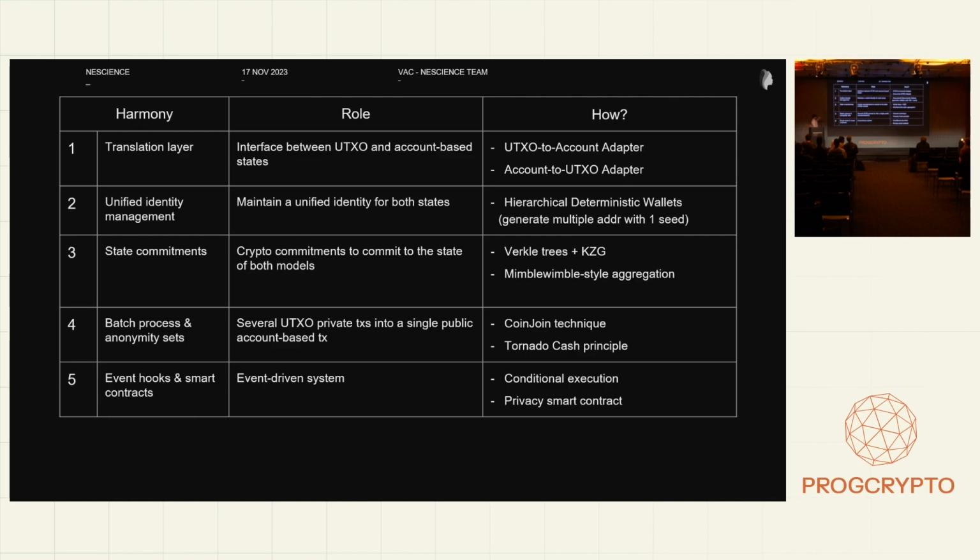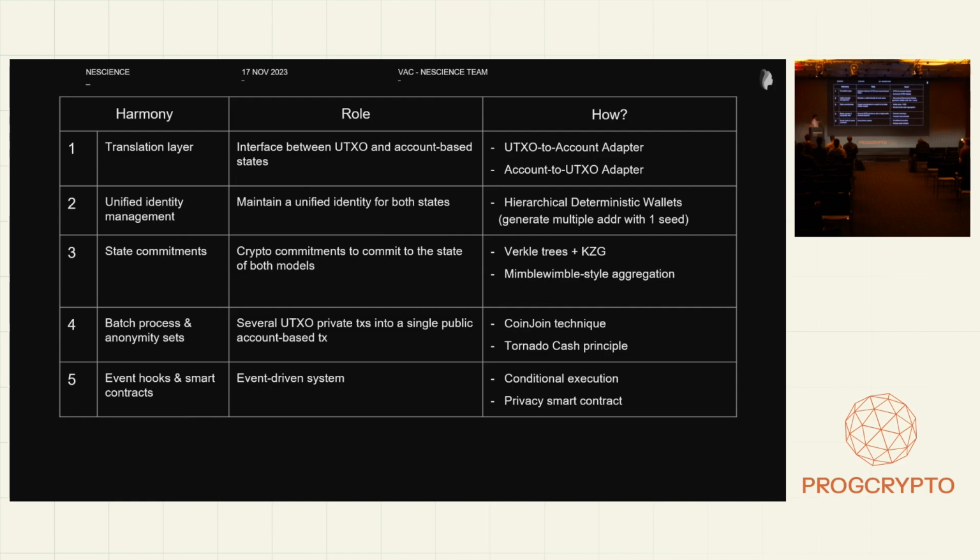When we get to this point, then we should think about a batching process and some anonymity sets. This has the role of combining several UTXO private transactions into one single public account-based transaction. There are a lot of techniques that we are looking at, but some could be the coin join technique or the Tornado Cash principle.